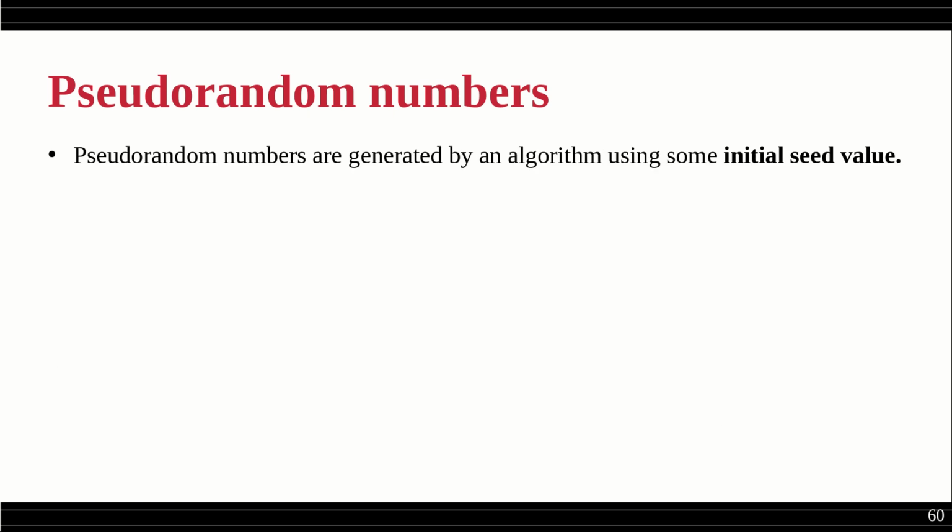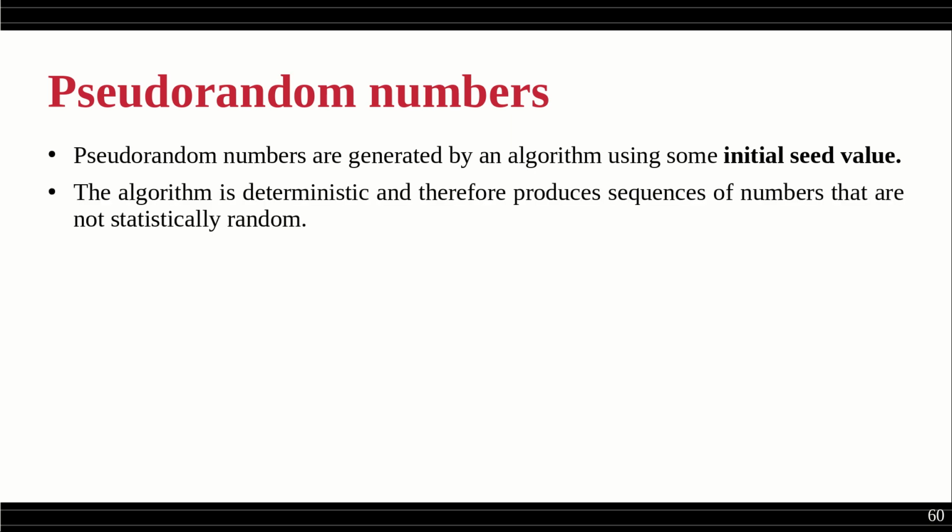Now let me give you a brief idea about the pseudo random number generator. Pseudo random numbers are generated by an algorithm by using some initial starting value. We call it the initial seed value. So the algorithm is normally deterministic in nature, and therefore produces a sequence of numbers that are not statistically random. So actually what is our requirement? We need some random numbers. Okay, so we want that randomness.